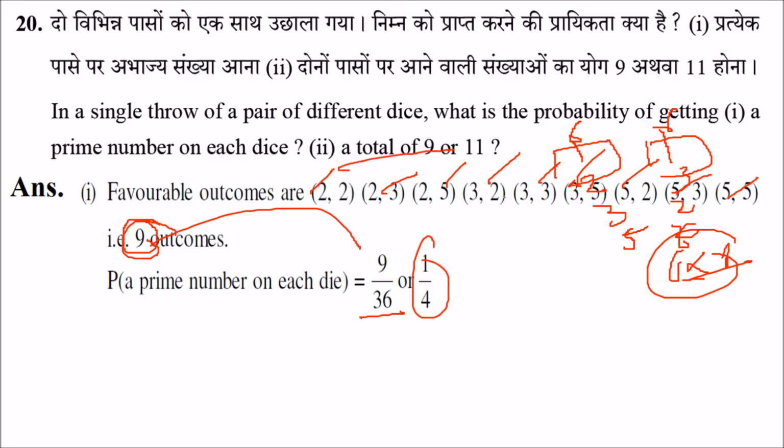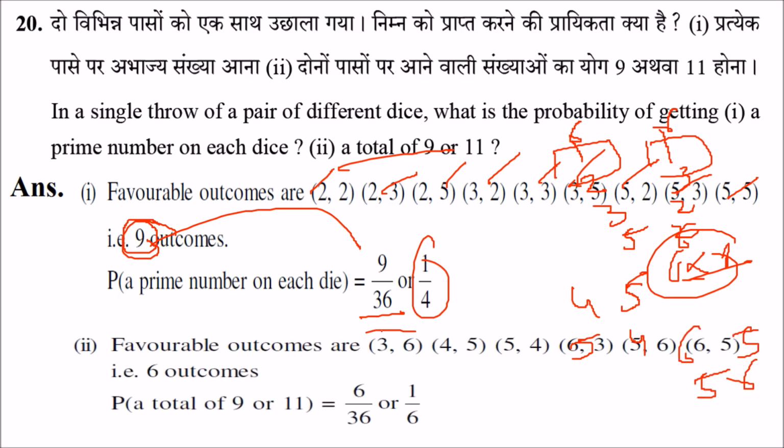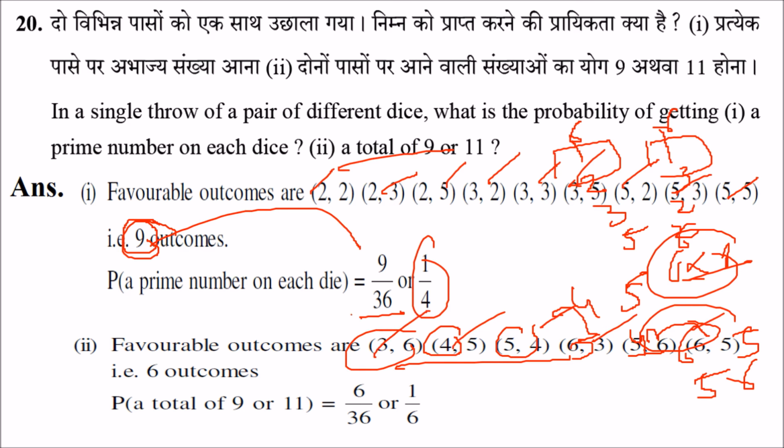How about a total of 9 or 11? 9 can come when one is 4, other is 5. First is 5, other is 4. 11 comes when one is 6, other is 5, 5 or 6, like this. So 3 6, 4 5, 5 4, 6 3. These are 9, and these 5 6, 6 5 are 11. So how many favorable outcomes are there? 1, 2, 3, 4, 5, 6. 6 possible. These 6 are our favorable outcomes. Possible outcomes are 36. So 6 by 36 is 1 by 6.